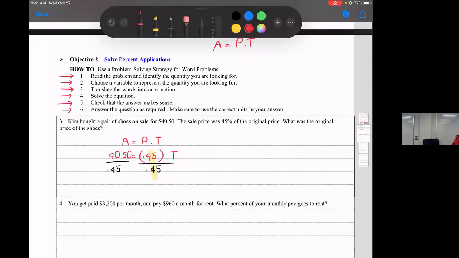What did you get? 40.50 divided by 0.45. I got $90. Is that what you have? Make sure you put dollar signs in it, because 90 doesn't make sense. 90 what? Dollars or some other currency, right?